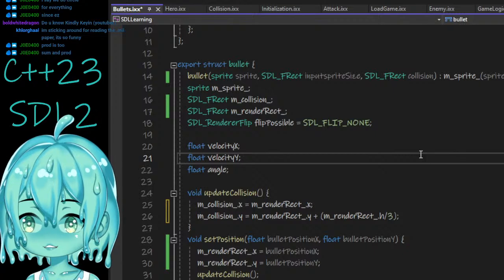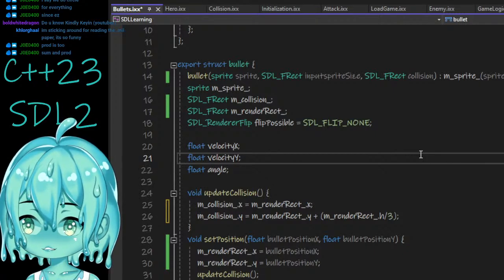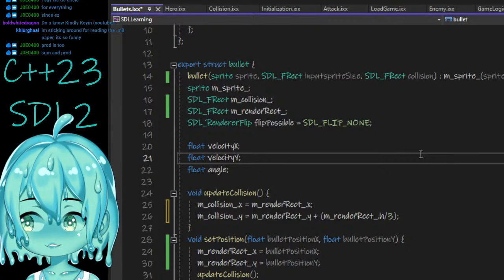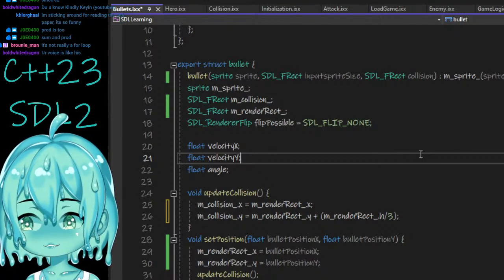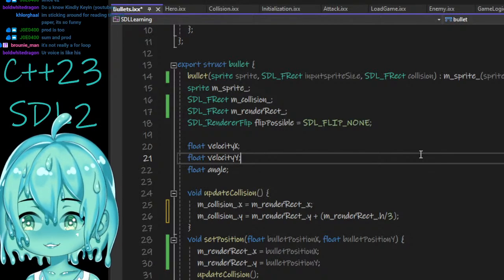I say we do circle for everything since easy. I'm sticking around reading the dot mill paper. It's so funny. What, you don't like having a rectangle be represented by an array of 8 elements that you then multiply into a 2D array to rotate it?